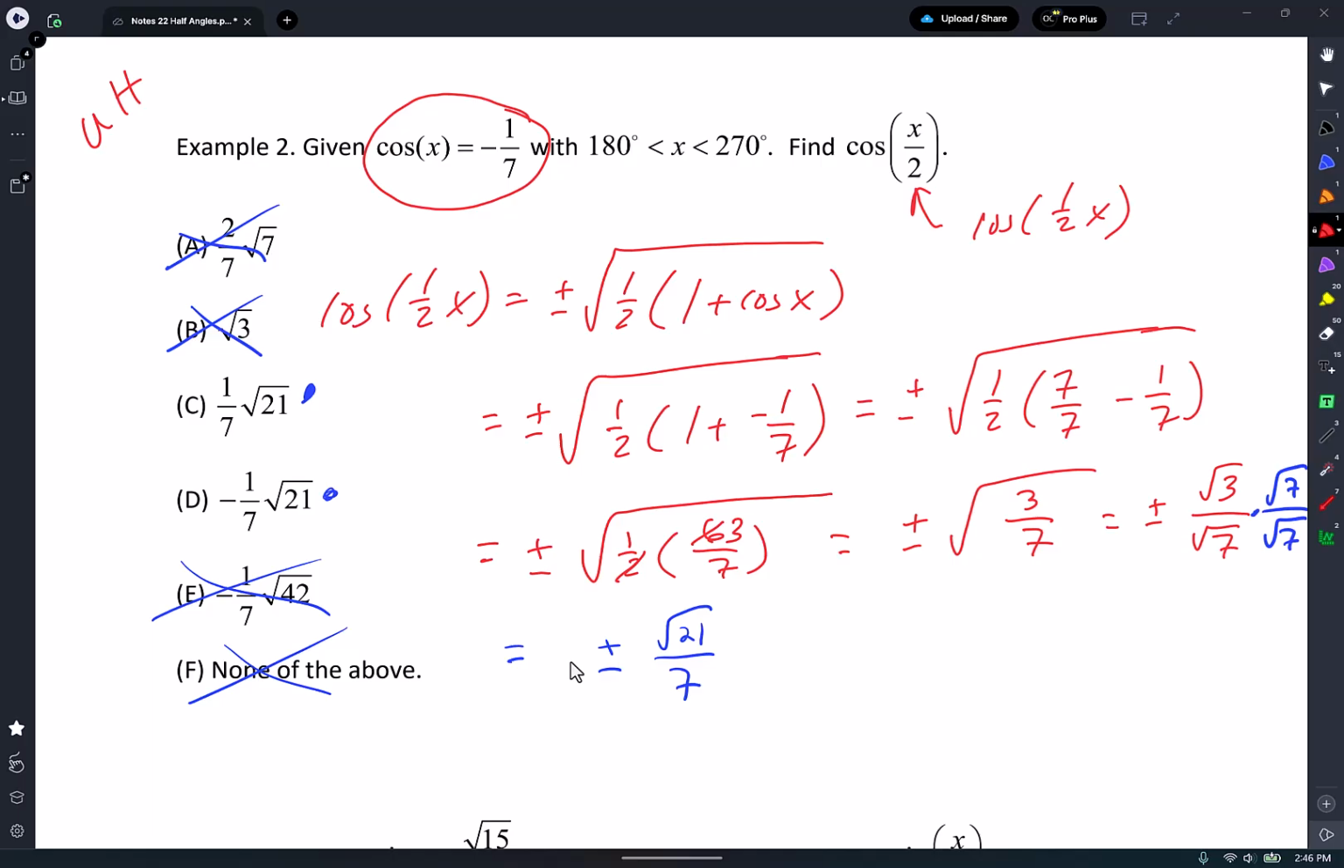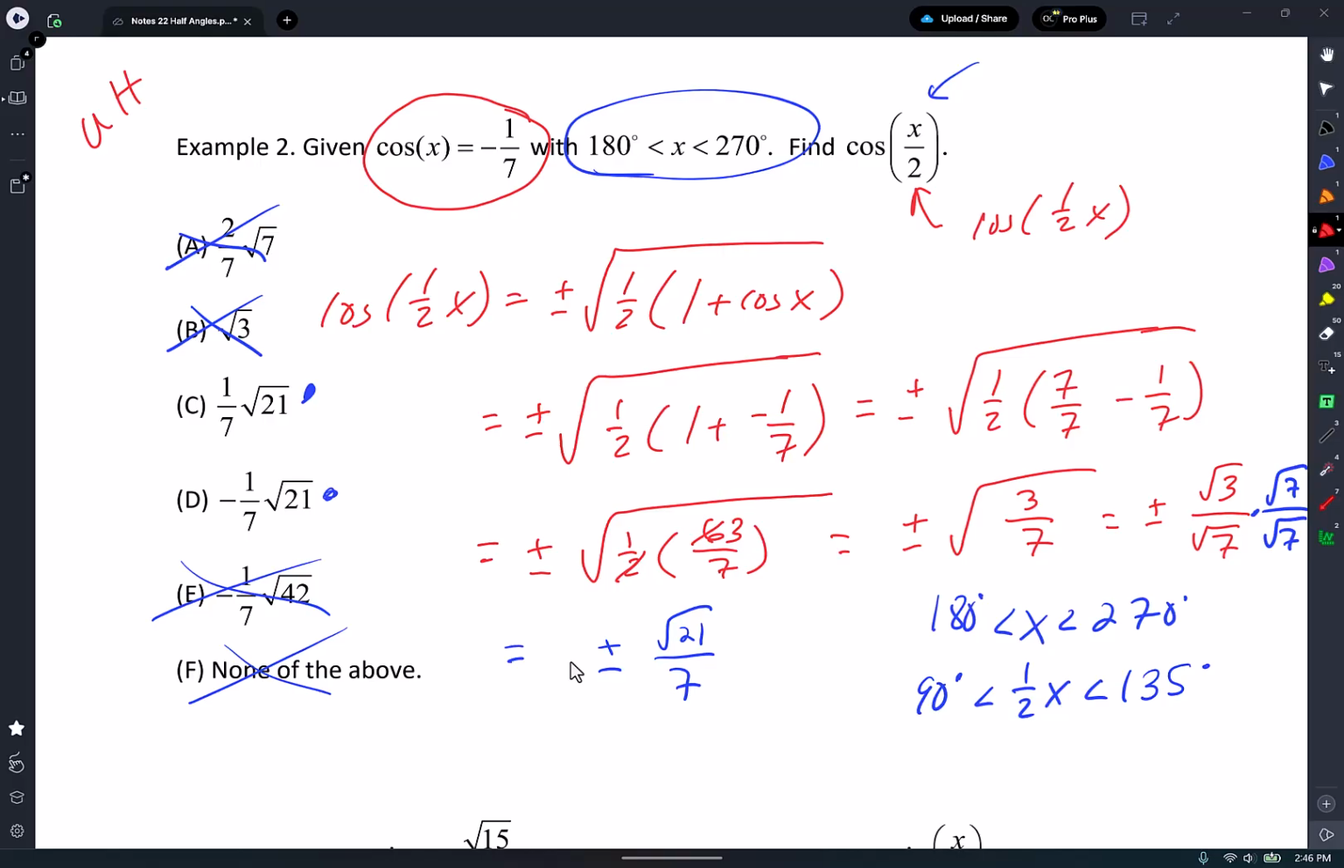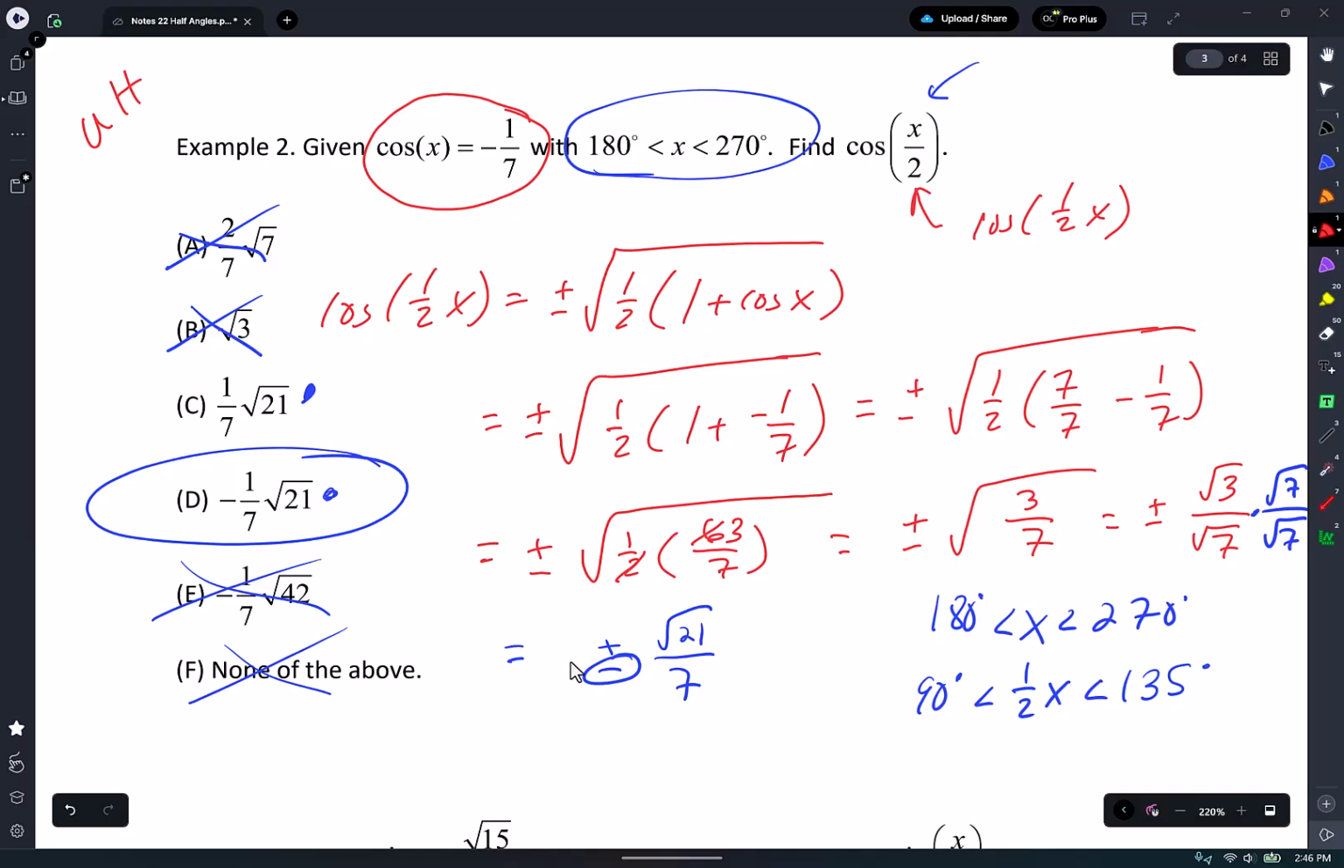So how do I find the answer? Well, angle x, so I'm going to write angle x is between 180 and 270. But I don't want angle x. I want angle half of x. What's half of 180? 90. What's half of 270? 135. Half x is between 90 and 135. What quadrant is that? 2. In quadrant 2, is cosine positive or negative? There it is. Put in your notes: half x is in quadrant 2. Hence, it has to be negative.